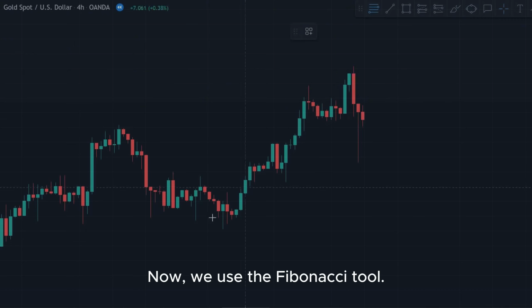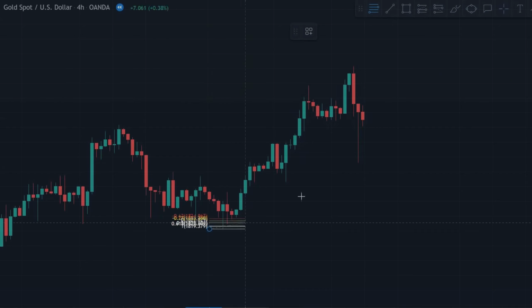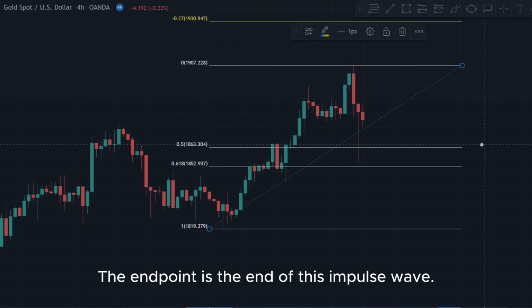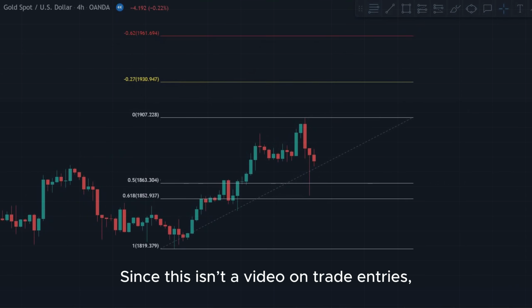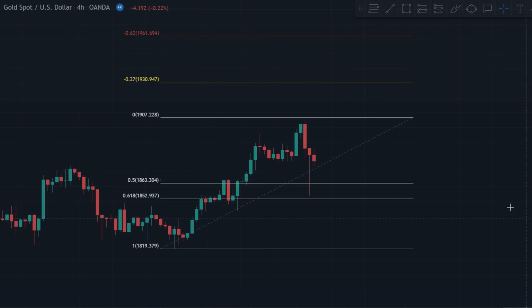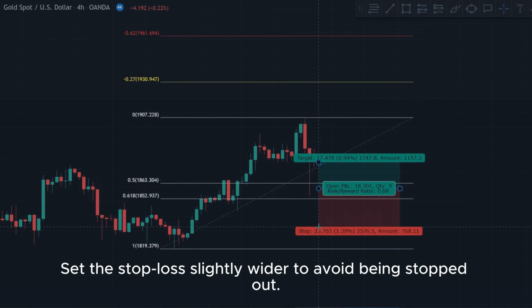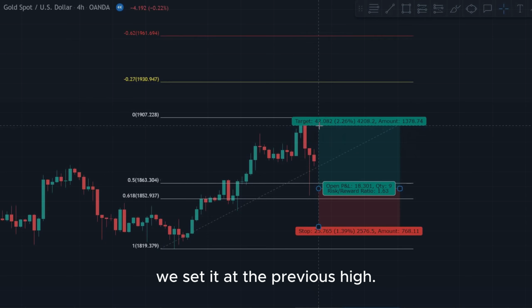Now, we use the Fibonacci tool. The starting point is the beginning of this impulse wave. The end point is the end of this impulse wave. Since this isn't a video on trade entries, I won't go deep into that topic. Let's just enter a trade at this Fibonacci zone. From 0.5 to 0.618, set the stop loss slightly wider to avoid being stopped out. For a safe TP, we set it at the previous high.